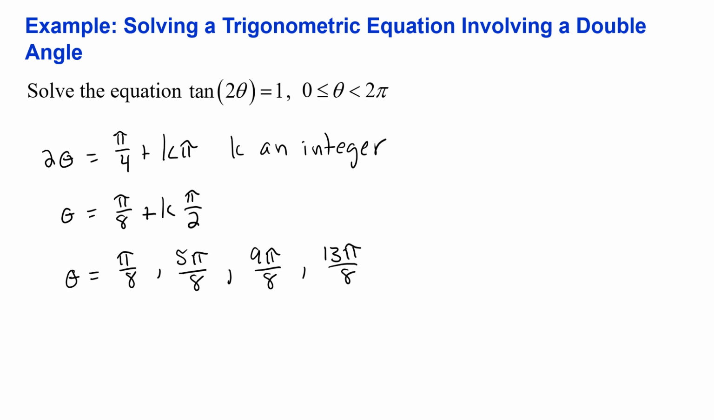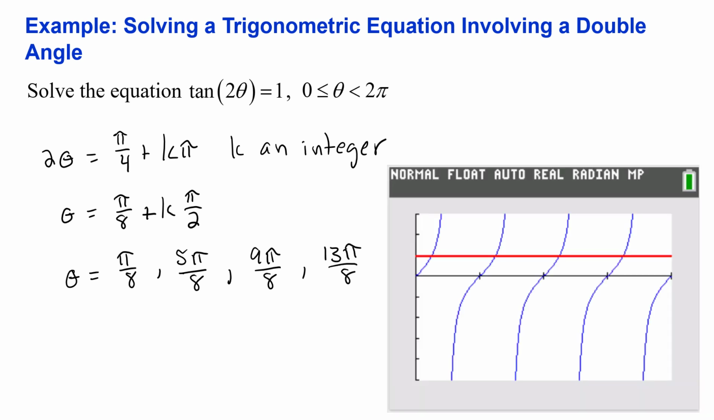Again, we could use graphing technology to graph y equals tangent of 2x and y equals 1 in the viewing window of 0 to 2 pi on the x-axis. From the graph shown here, we can verify there are 4 intersection points, and thus there are 4 solutions of the equation tangent of 2 theta equals 1 in the interval of 0 to 2 pi.